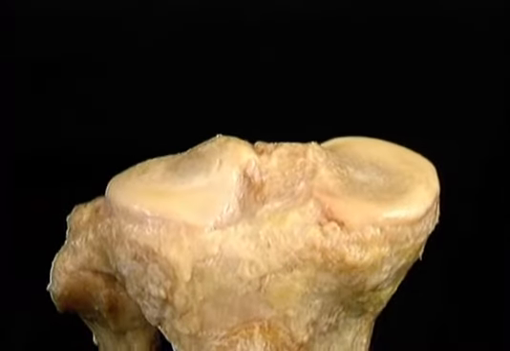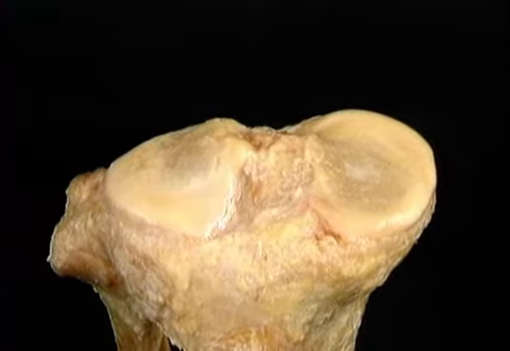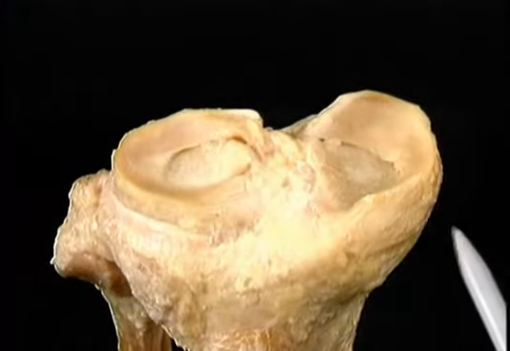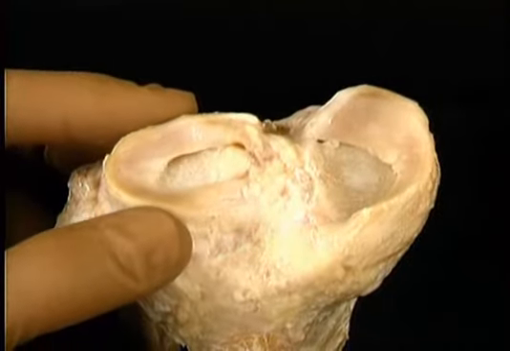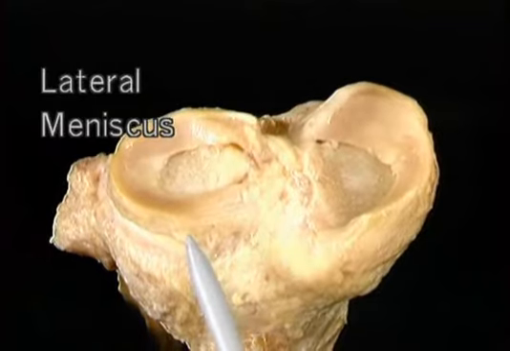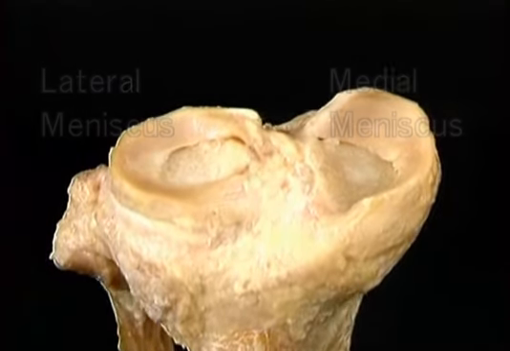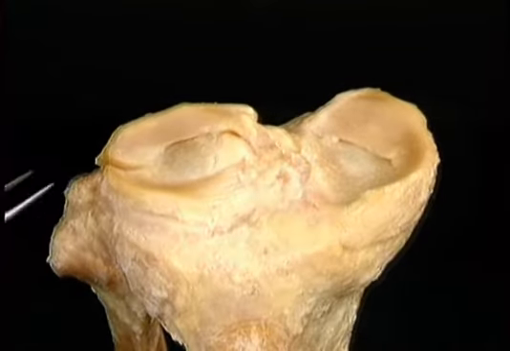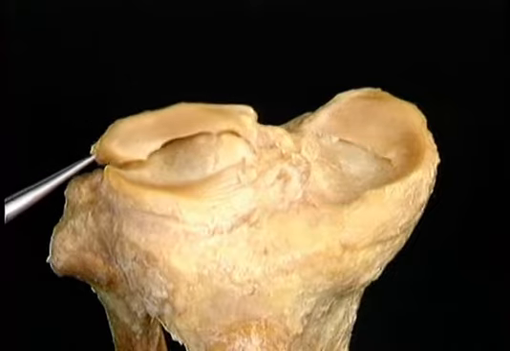Here are the two articular surfaces of the tibia. The two menisci sit on top of them. Here are the menisci. They're made of flexible fibrocartilage. They're shaped a little differently. The lateral one is almost a circle. The medial one is more C-shaped. In cross-section, each meniscus is thick at the outer edge and thin at the inner edge.